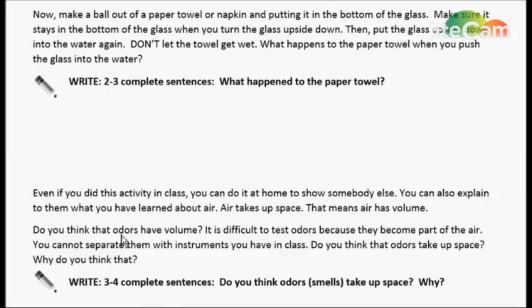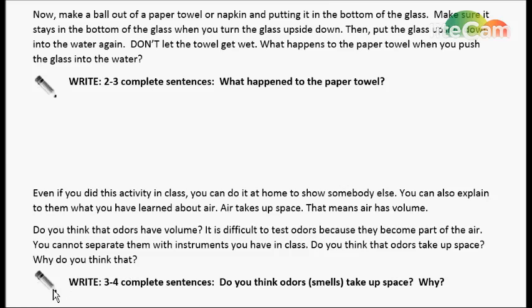Do you think that odors have volume? It is difficult to test odors because they become part of the air. You cannot separate them with the instruments you have in class. Do you think that odors take up space? Why do you think that?